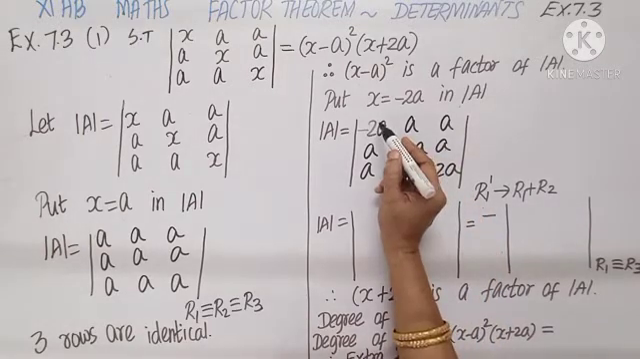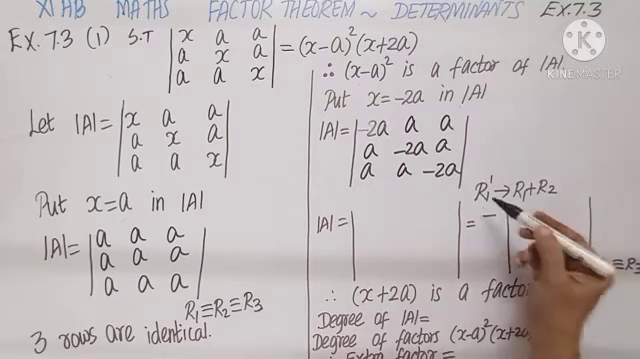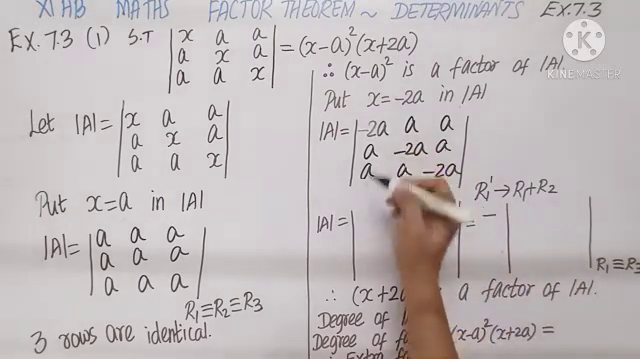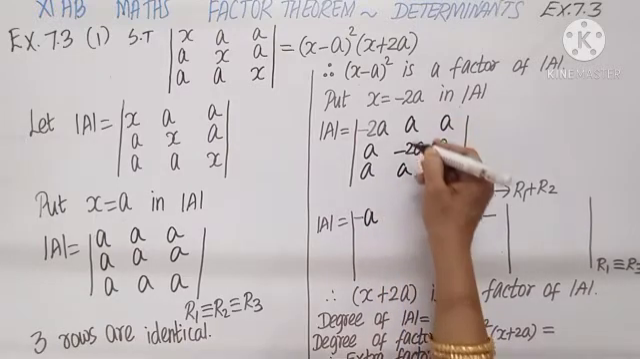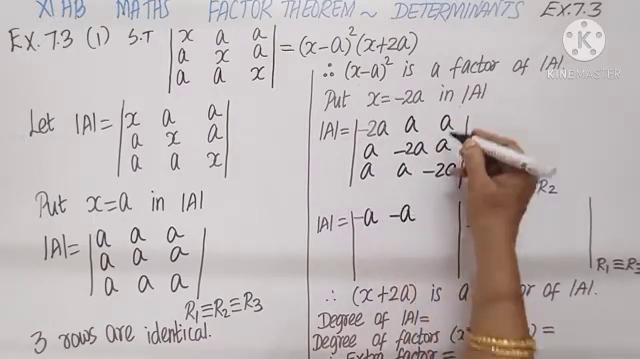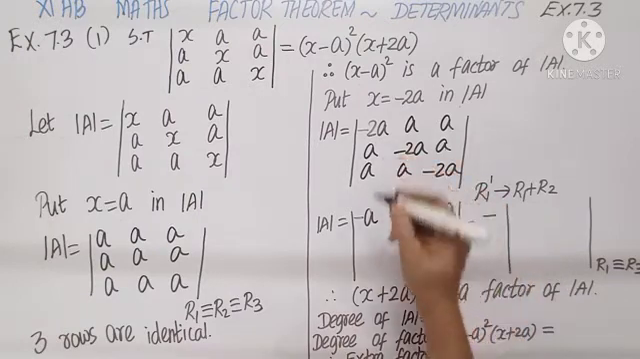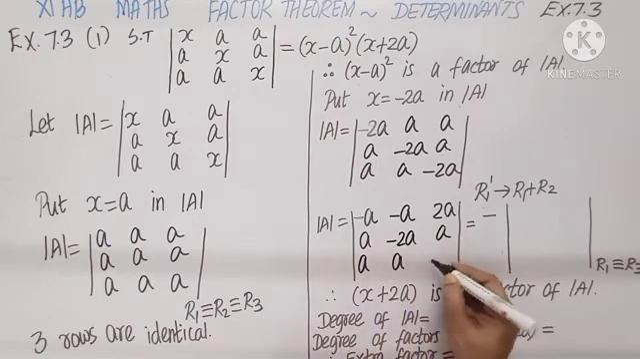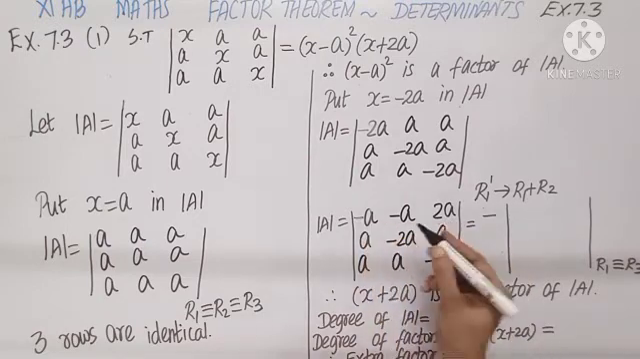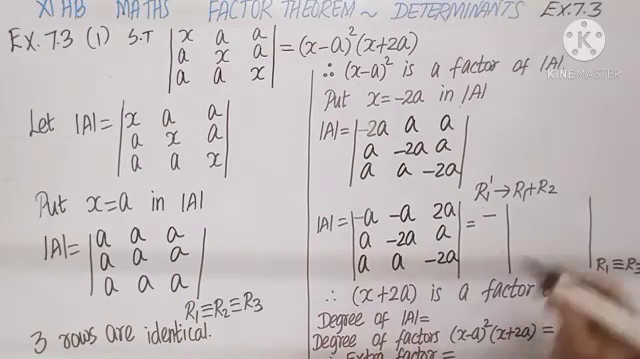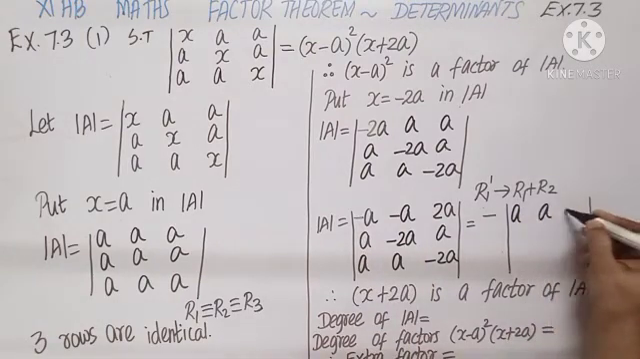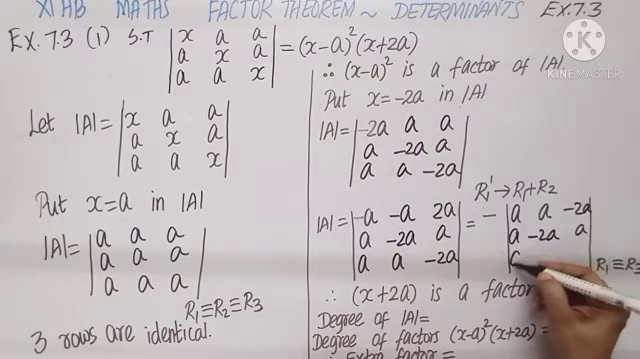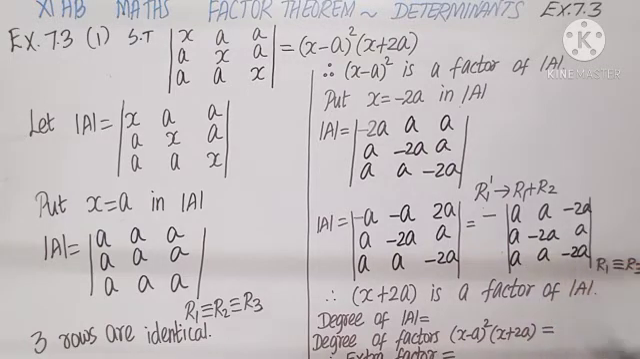Let us add R1 and R2. New R1 is R1 plus R2: minus 2a plus a, minus 2a, a plus a. Keep second row and third row as it is. As I check, in the first row, let me take minus sign out. It is a minus 2a. Second row, a minus 2a. Third row, a minus 2a.